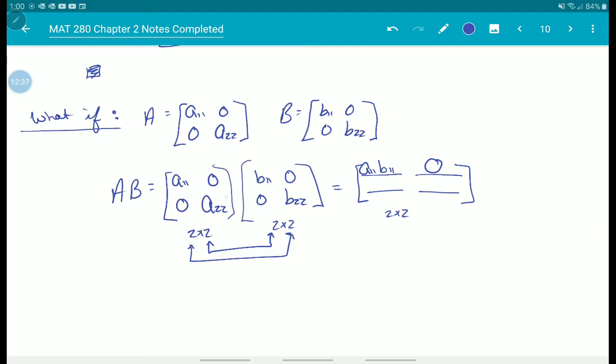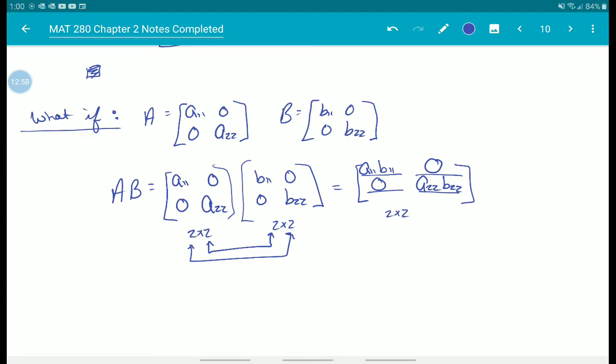And now we're moving to that bottom row. So bottom row, first column would be 0 plus 0. But second column will be 0 plus A22 times B22. So you can see what's happening. This is kind of an informal proof, but you can see what's happening here.